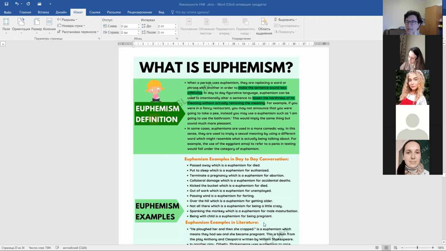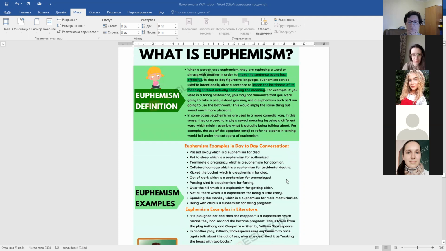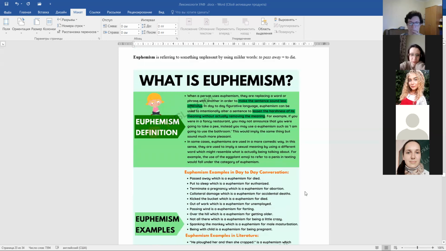Okay, and we see that our life is full of euphemisms. We use euphemisms all the time. Some of the euphemisms: passed away, which is a euphemism for died. Americans never say my mother died, they will say passed away. Then put to sleep, which is a euphemism for euthanized, usually with animals. My dog was put to sleep. Next, terminate a pregnancy, which is a euphemism for abortion. And lots of others. Kick the bucket, out of work for unemployed, and so on and so forth. Okay, so enough for that.